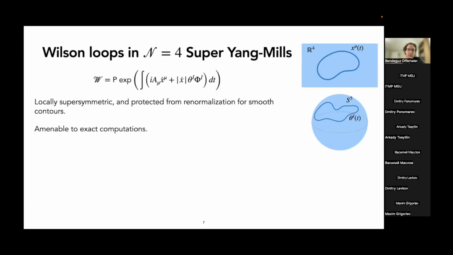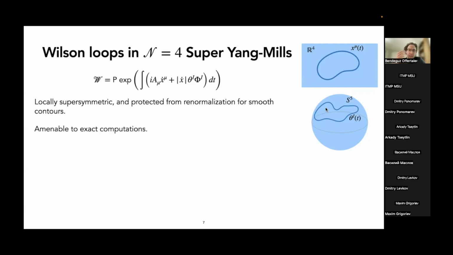My focus today will be on Wilson loops in N=4 super Yang-Mills, which is a very special gauge theory that is exactly conformal, has maximal supersymmetry, and many other nice properties. And the Wilson loops we will consider are a variant of the ordinary Wilson loop. In this variant, sometimes called the Maldacena-Wilson loop, in addition to the gauge fields coupling to some space-time contour x^μ, the scalars in the theory couple to some contour θ^I in an internal S^5 space.